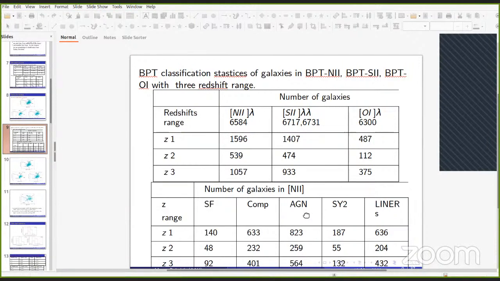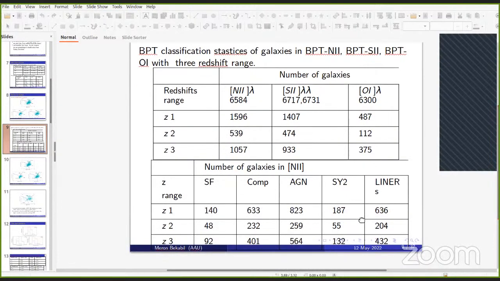Because my point is to select AGNs, I selected the AGNs, which number 823. So this is my AGN sample, and from this, 187 of them are Seyfert 2 and the LINERs are 636. So this was my statistics. Of the 823, 259 of them are at low redshift, and this one is at high redshift.